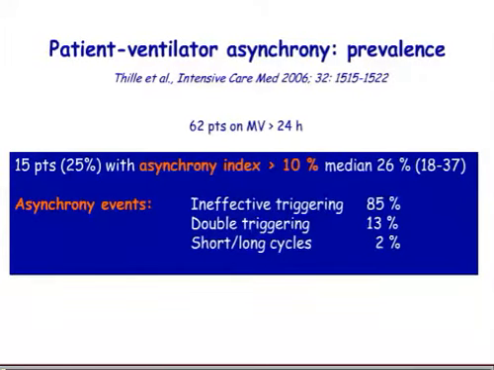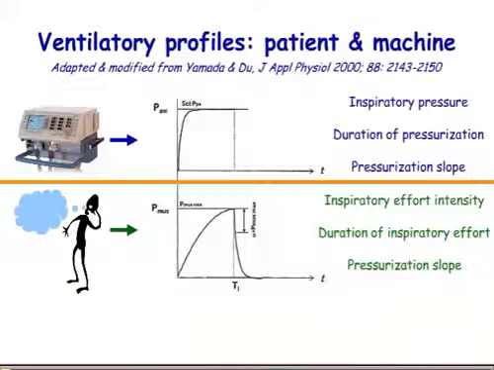Well, as Laurent showed you, in their study with Arnaud Thiel, they documented that approximately 25% of patients on pressure support, intubated patients, had an index of severe asynchrony, most of the asynchrony they documented being ineffective triggering.